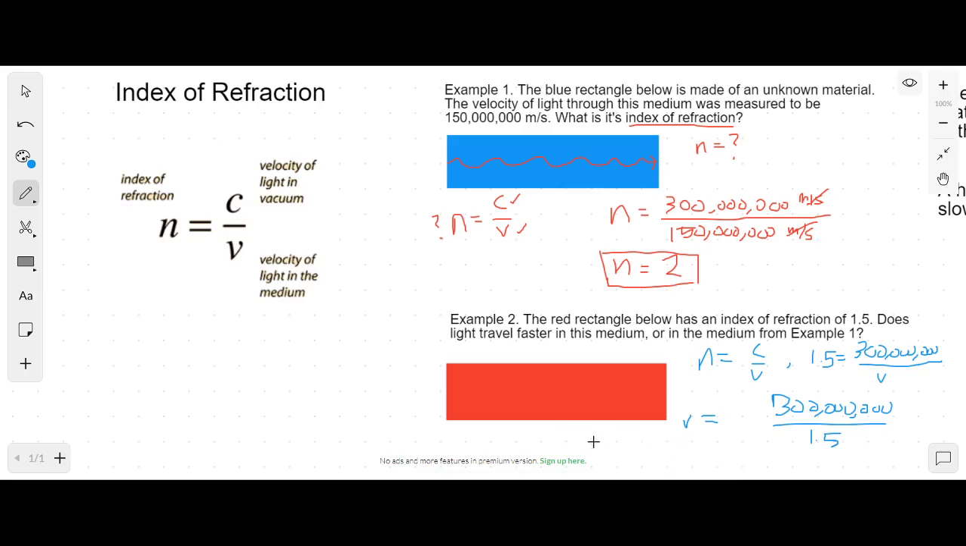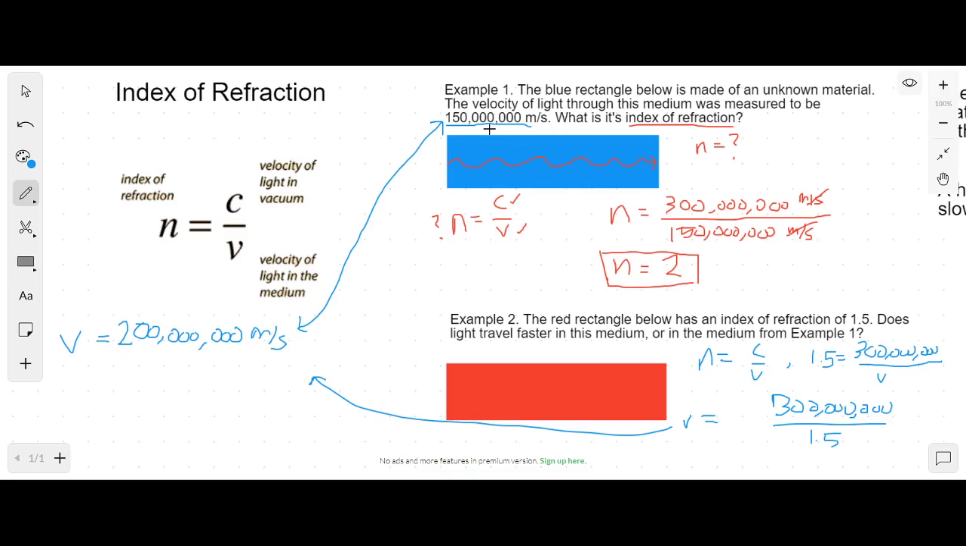Now we'll bring it over here because I'm running out of space. v equals, pull out my calculator real quick, 300 million divided by 1.5 is 200 million. So we get a velocity of light in this red medium of 200 million meters per second. Now the question is, does light travel fastest in this medium or this medium? Now all we're going to do is compare these two values, and we can see that in the red medium the velocity is faster than the blue medium.